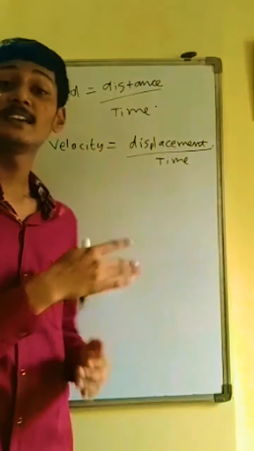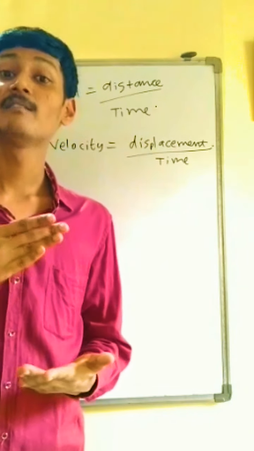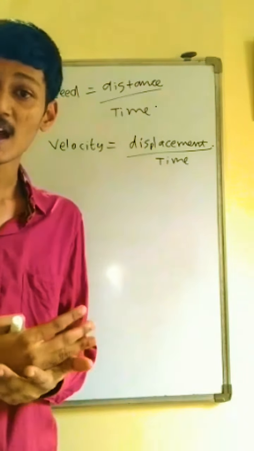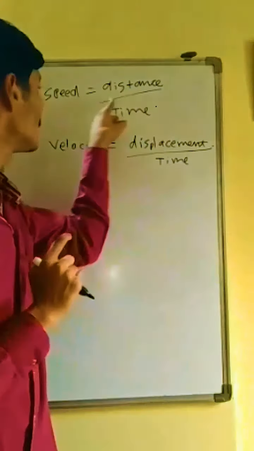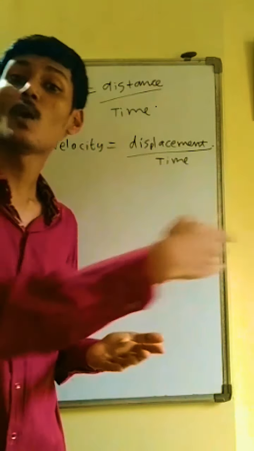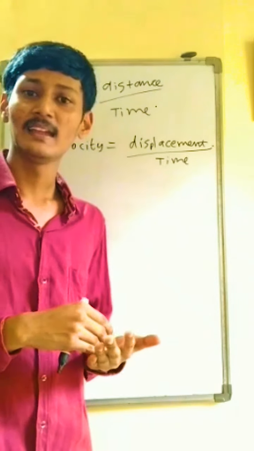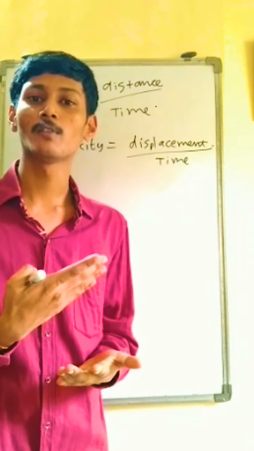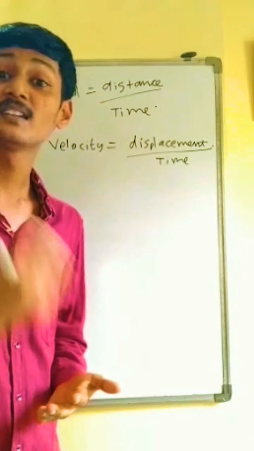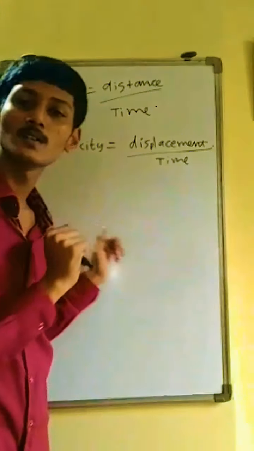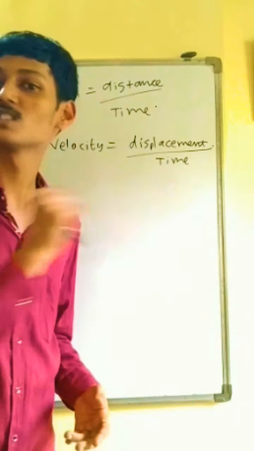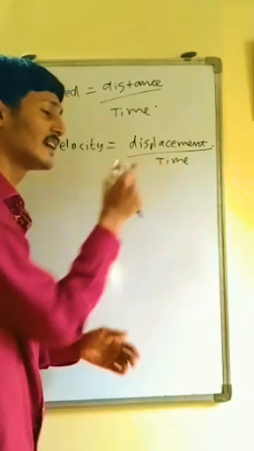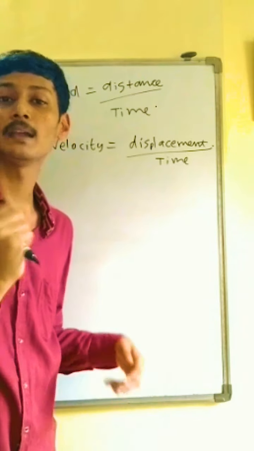Speed is for long distances, like while we travel on a bike or a car, we calculate in speed. We calculate the longer distance. While in lab experiments, when we are researching something, we use velocity because in that we don't take large distances. We take very small displacements which are very minute.